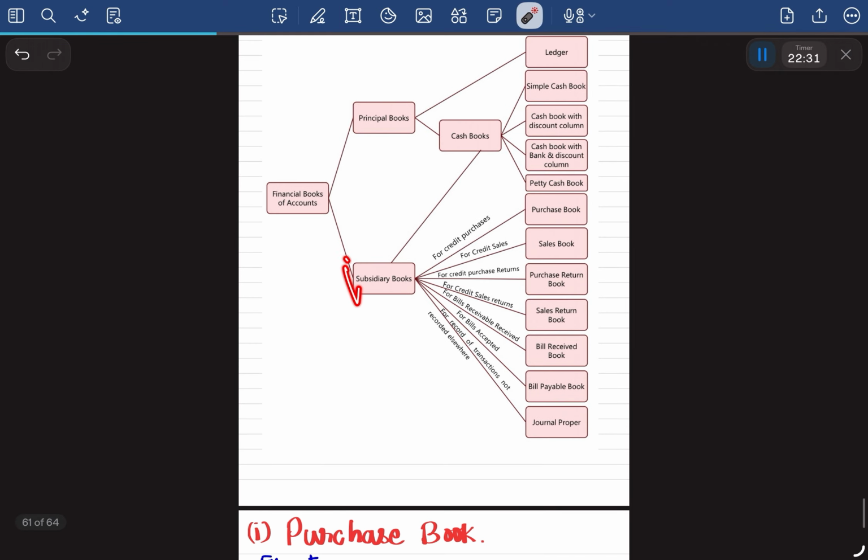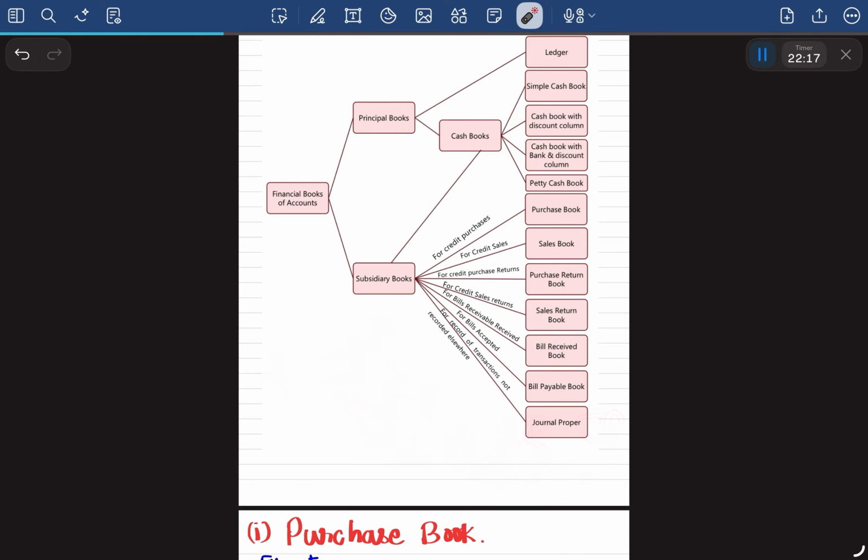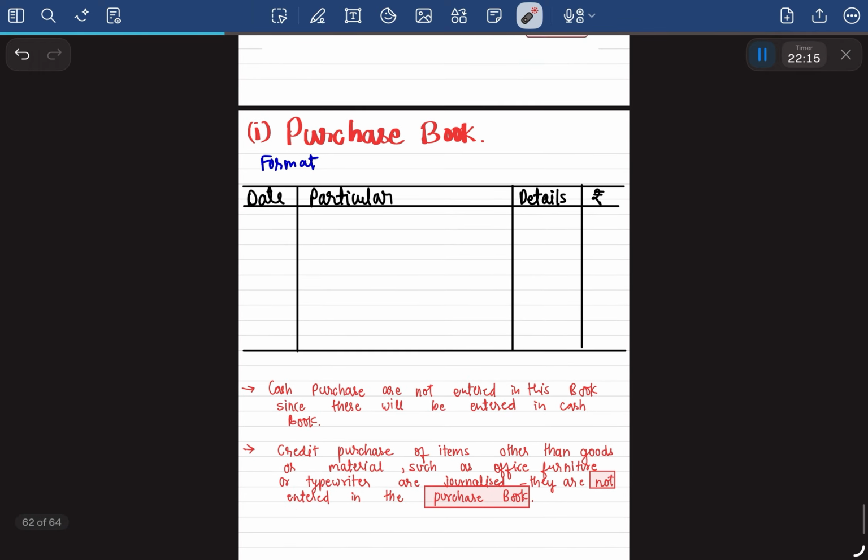Then we have subsidiary books. There are 7 types of subsidiary books. First purchase, then sales, then purchase return, then sales return, then we have bills receivable, then we have bills payable, and in the last we have general proper. Understand? So we are starting with purchase book.